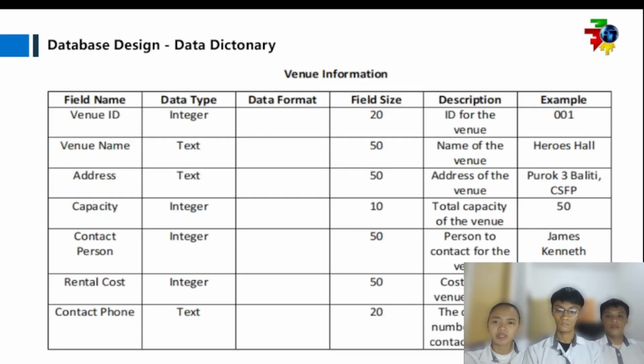For the venue information, we have the venue ID. The data type was integer and the field size was 20. For the venue name and for the address, they both have the data type of text and the field size of 50. For the capacity, we have integer and the field size was 10. For the contact person, the data type was integer and the field size was 50. For the rental cost, we have the data type of integer and the field size of 50. For the contact number, we have the data type of text and field size of 20.